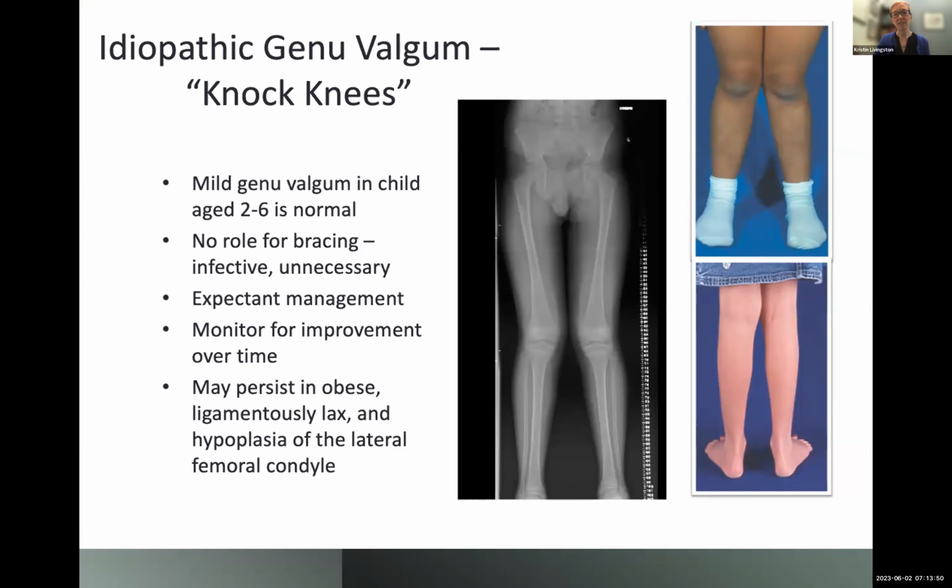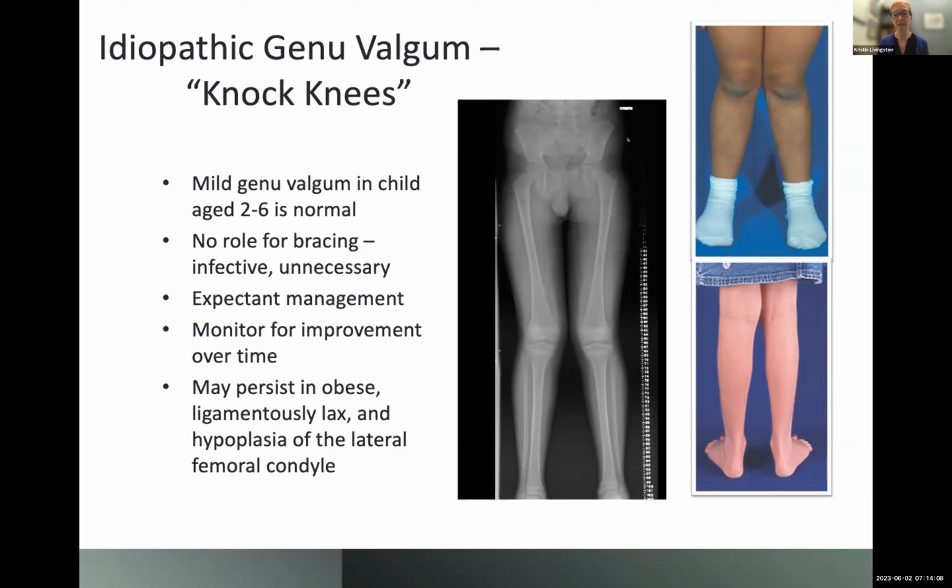So a couple of examples of coronal plane abnormalities. When we think about valgus, the most common thing is just idiopathic genu valgum, or knock knees. Now, keep in mind, this is totally normal in a child from age 2 to 6. There's no role for bracing here. It's ineffective. And we just watch and wait for this to improve.